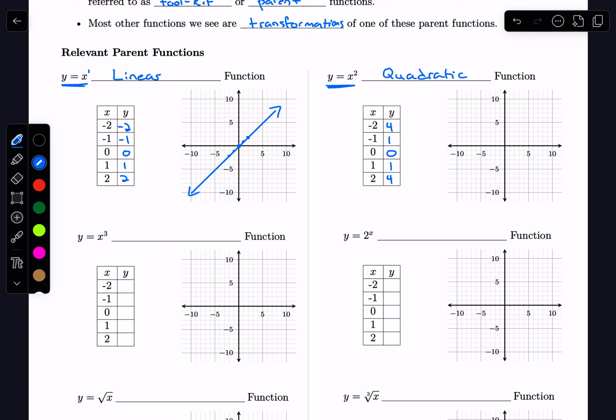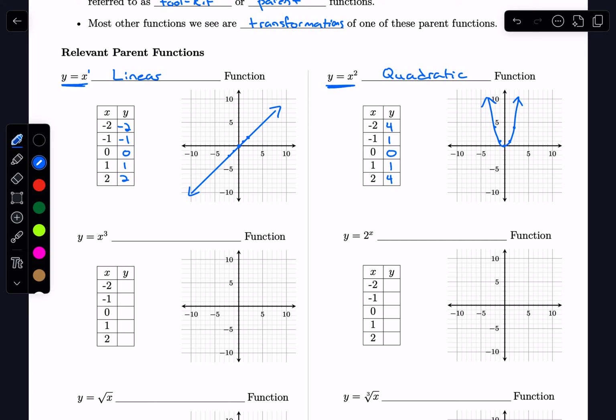And so what happens when we graph this is the right side of the graph goes up. So you can see (0, 0), (1, 1), and then (2, 4) would be up here. But the left side of the graph, instead of going down the way a linear function did, is also going to go up. (-1, 1), (-2, 4). And on both sides, we're going to create this upward curve that looks like a U shape.